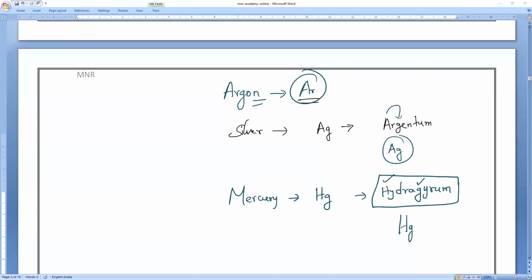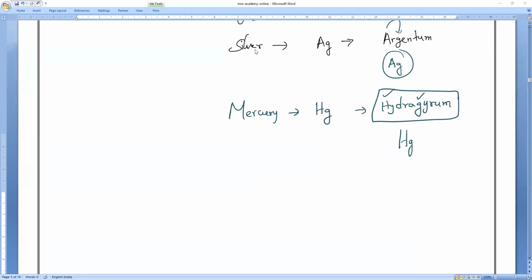Does every element have a Latin word? Yes, every element has a Latin word. But where the English name gives a similar first alphabet, we go with the alternative word from the Latin. Are you clear, everybody? Please respond, guys. These are the rules for writing the symbols of the elements.